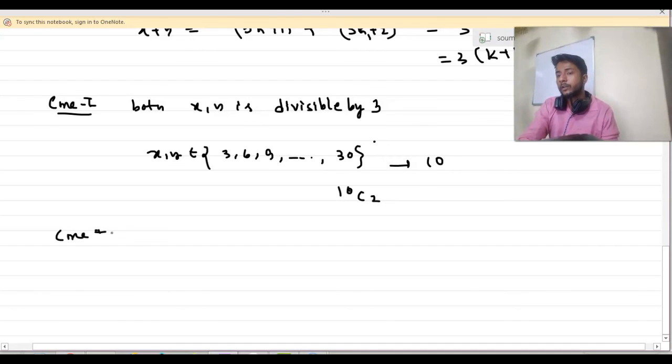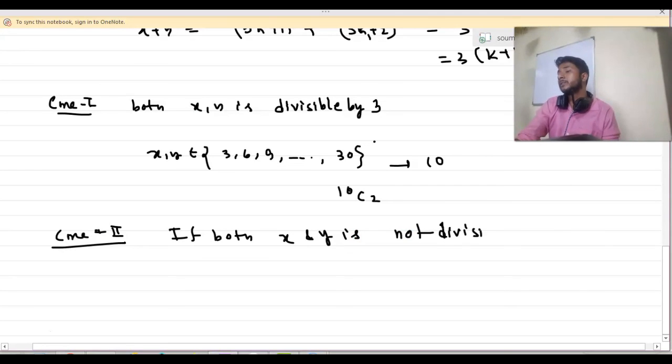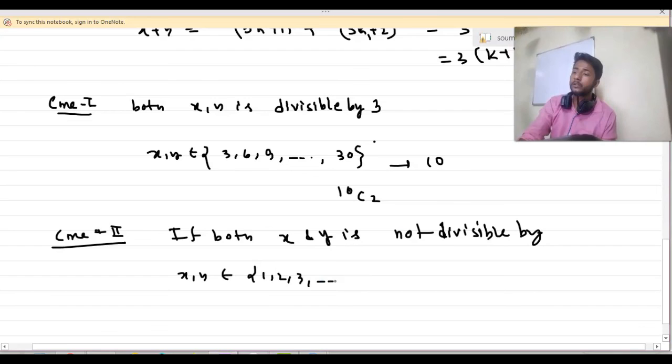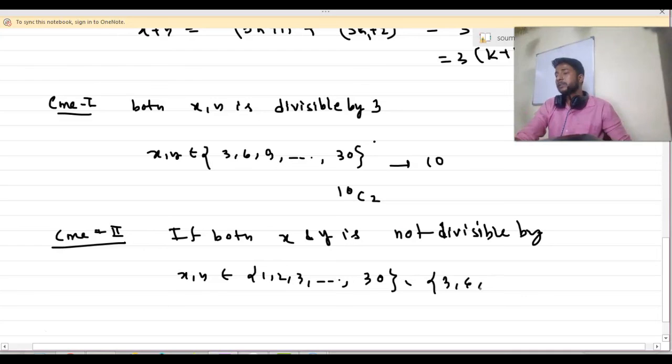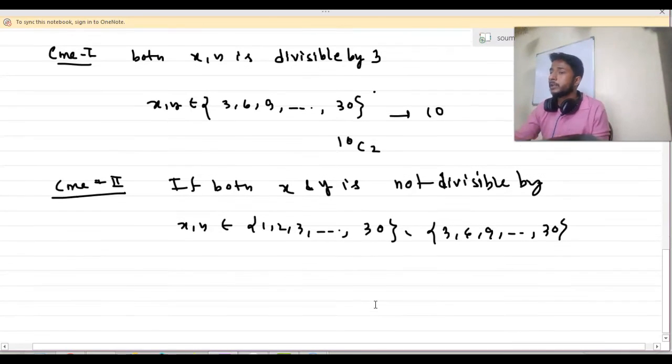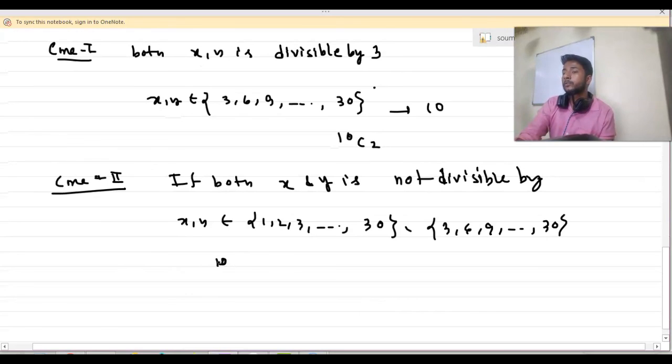Okay, now case 2. So if both x and y are not divisible by 3, then x comma y must belong to the set 1, 2, 3 dot dot dot 30 minus this set 3, 6, 9 dot dot dot 30. So how many numbers are there? There are 20 numbers. So I can choose x, y from these remaining 20 numbers. So how many choices are there? There are 20 C2 choices.